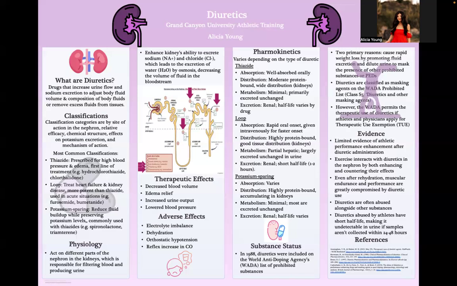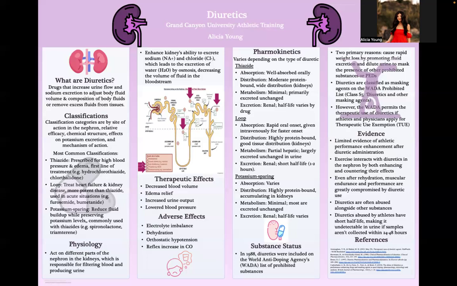Next, we have loop. So absorption is rapid with oral onset. You can also give it intravenously, like an IV, for faster onset. Distribution is highly protein bound, with good tissue distribution, specifically in the kidneys. Metabolism is partially hepatic, and it is largely excreted unchanged in the urine. And then excretion is renal, with a short half-life of 1 to 2 hours, which makes them very suitable for acute fluid management. That is why I mentioned earlier that loop diuretics are most commonly used in acute situations.